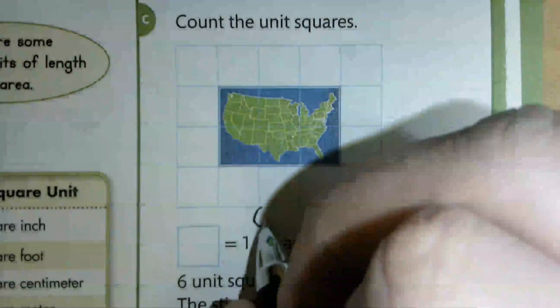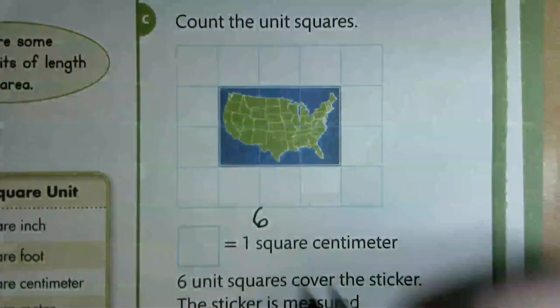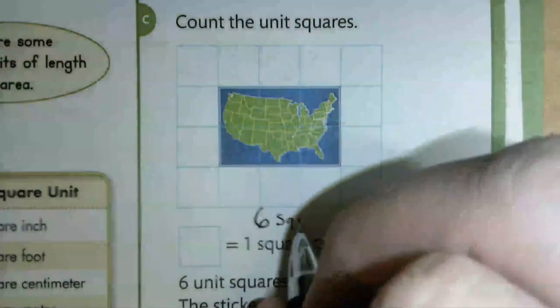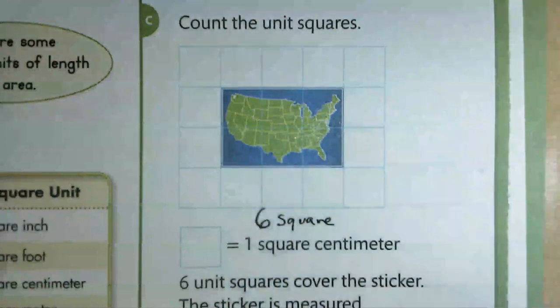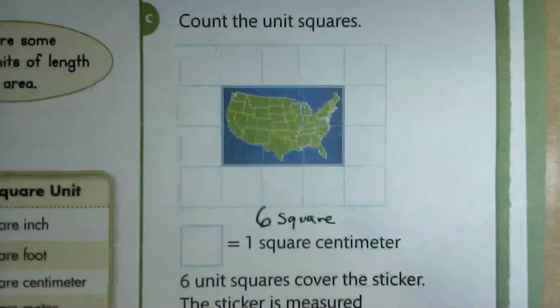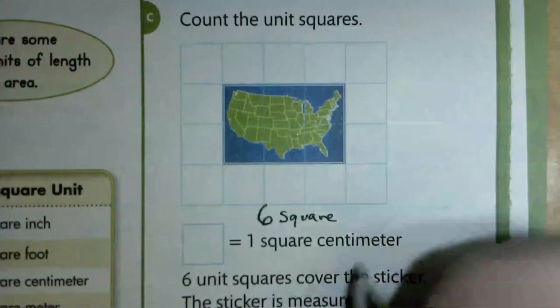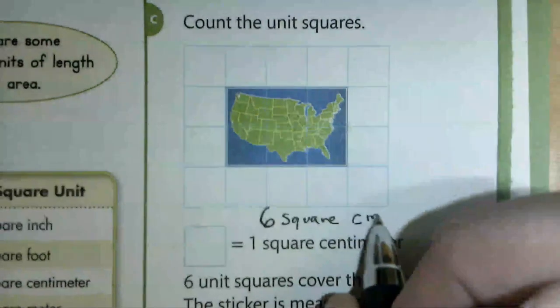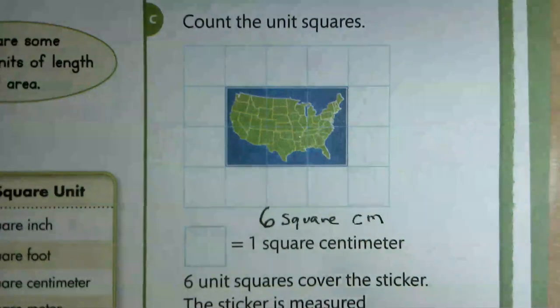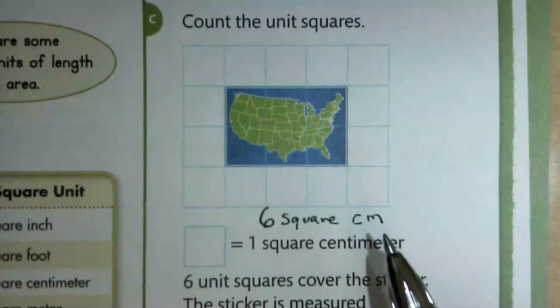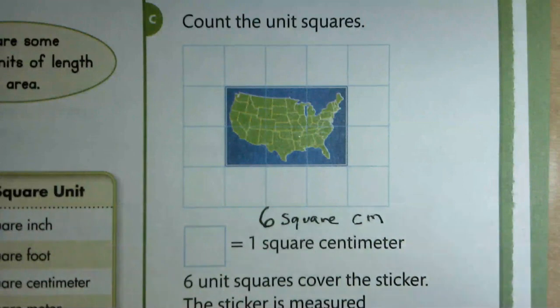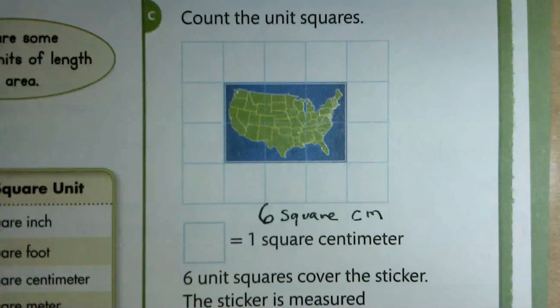So we're going to write 6, all right? And then we're going to write square. And then instead of writing this long word centimeter, we're going to use the abbreviation, which in this case is CM. CM stands for centimeter. All right. We're going to use those abbreviations today as we're working on our standard units of area. All right. Let's go ahead and turn to page 219 and look at our guided practice for today.